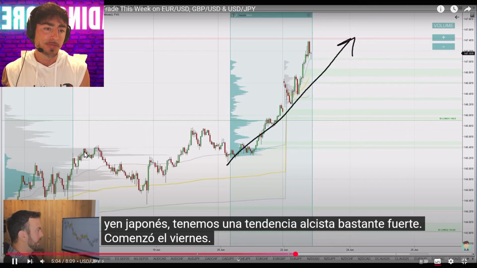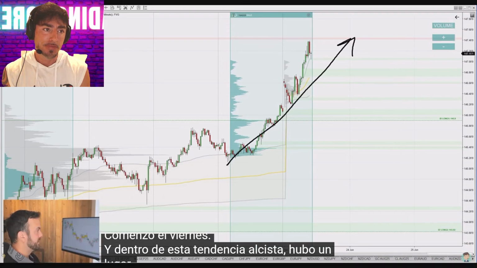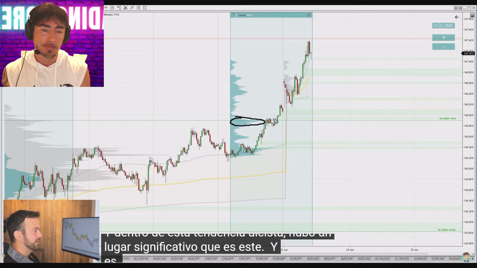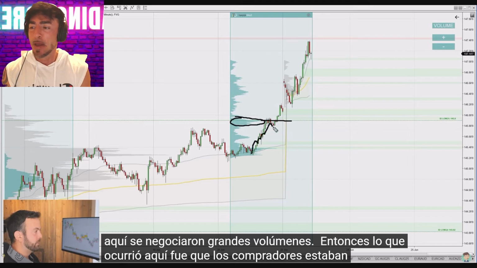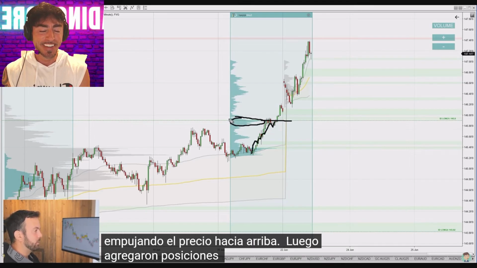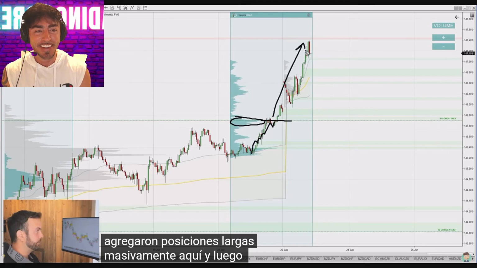Friday, and within this uptrend, there was a significant place, which is this one. And it is significant because there were heavy volumes traded here. So what happened here was that buyers were pushing the price upwards, then they were adding to the long positions massively in here, and then the price went even higher.